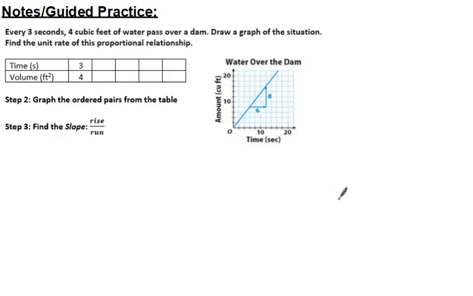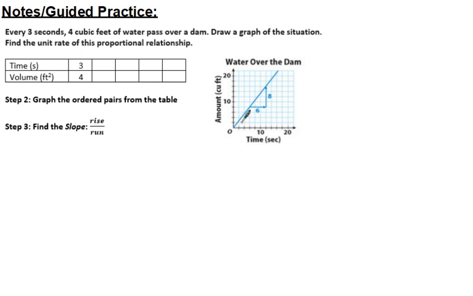So every 3 seconds, 4 cubic feet of water pass over a dam. Draw a graph of the situation, find the unit rate of this proportional relationship. So if the time is 3 seconds, it's 4 cubic feet of water. So we have this graph over here as well. It's got some points for us.